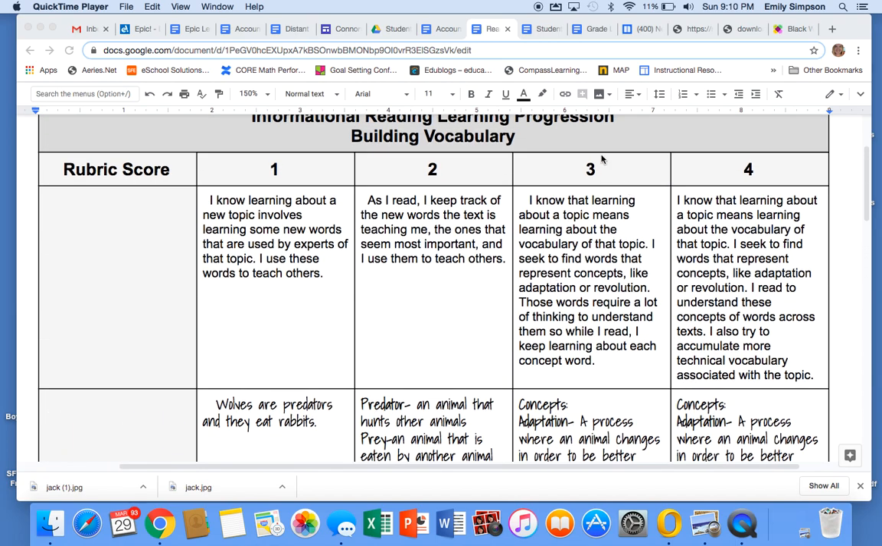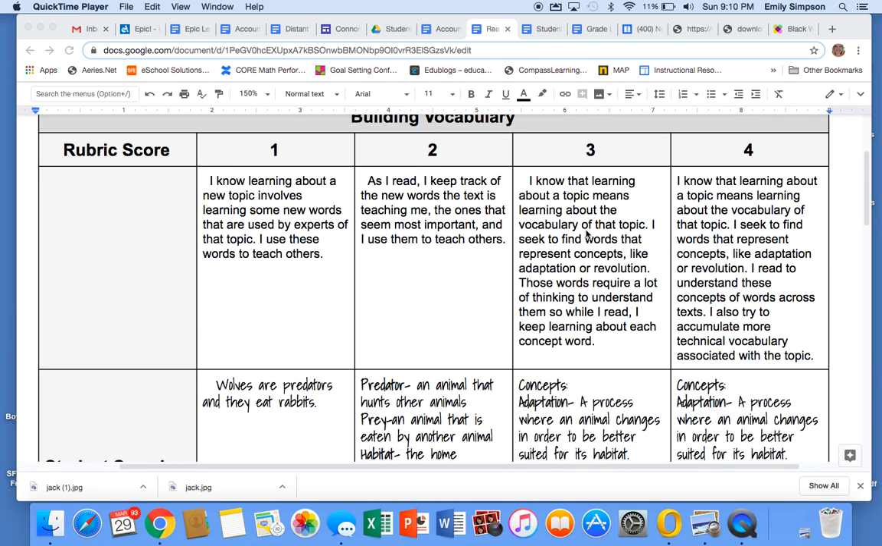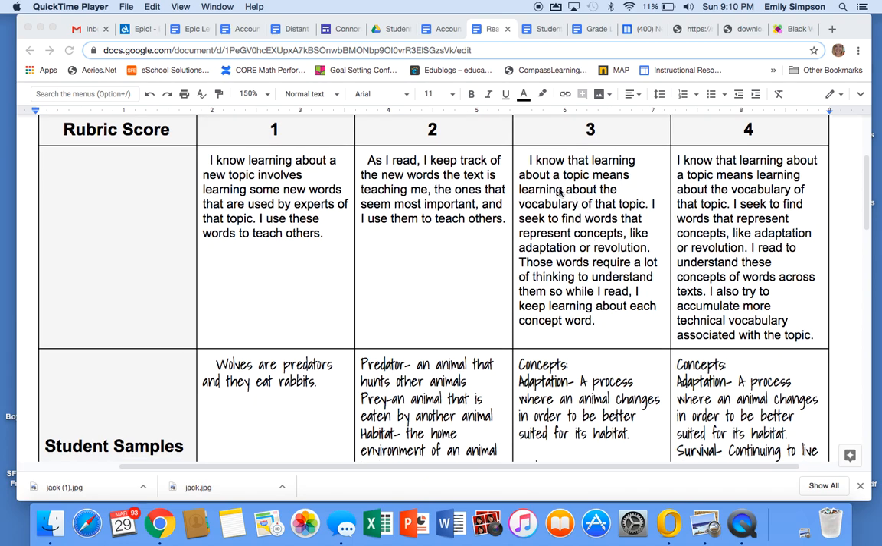Then as we move to a level 3, the student again is doing what a level 2 and a level 1 is, but they're focused on the vocabulary that are big ideas of the topic. So let me go ahead and read this. I know that learning about a topic means learning about the vocabulary of that topic. I seek to find words that represent concepts like adaptation or revolution. Those words require a lot of thinking to understand them, so while I read, I keep learning about each concept word.